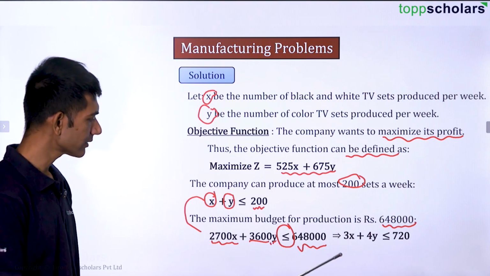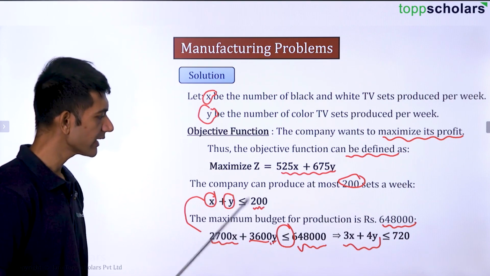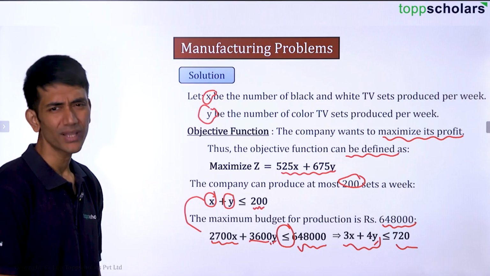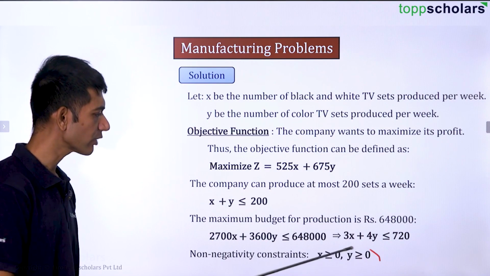If I divide this further, we are dividing by what? 900. If I divide by 900 on both sides, I get the equation 3x plus 4y less than or equal to 720. Okay, let's continue.